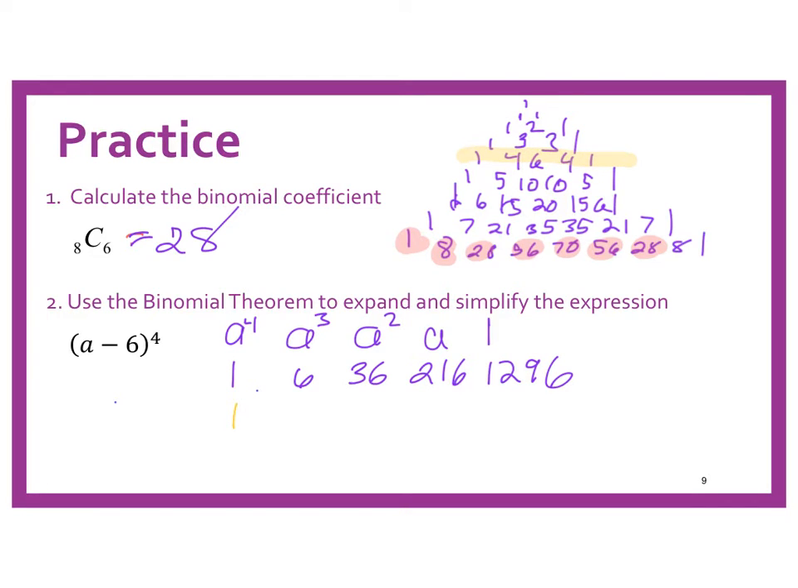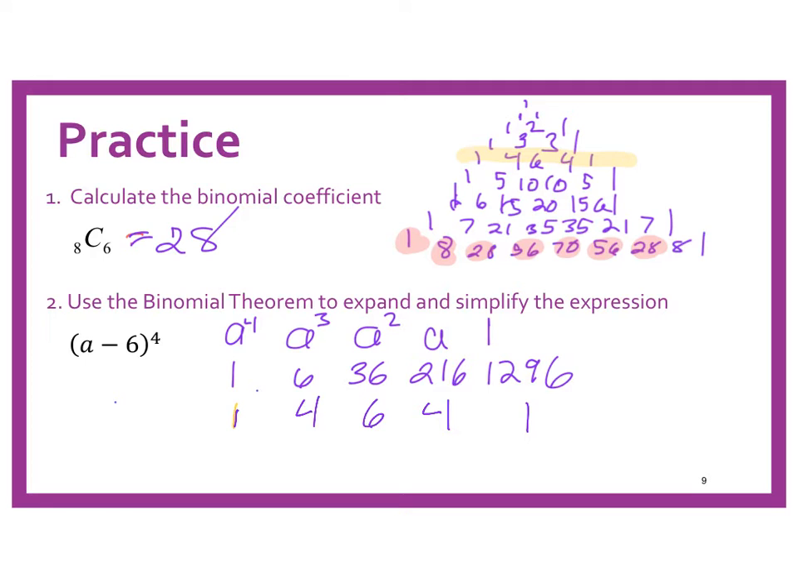That gives me Pascal's numbers: 1, 4, 6, 4, 1. There we go. I'm sorry, I was just not seeing the column.